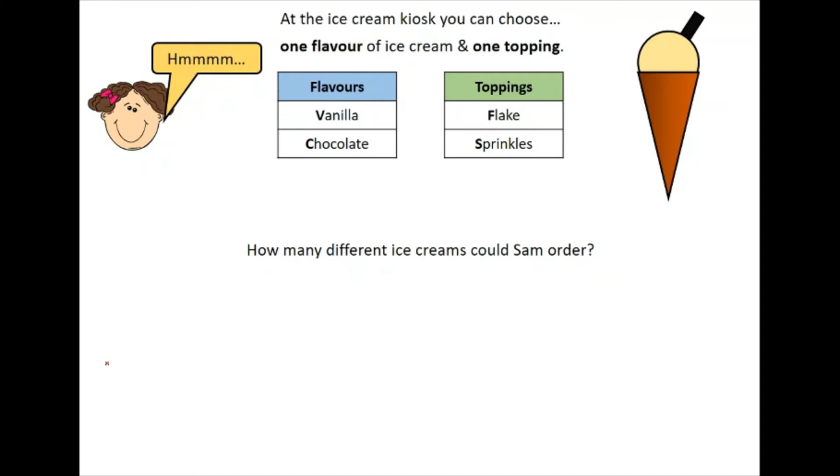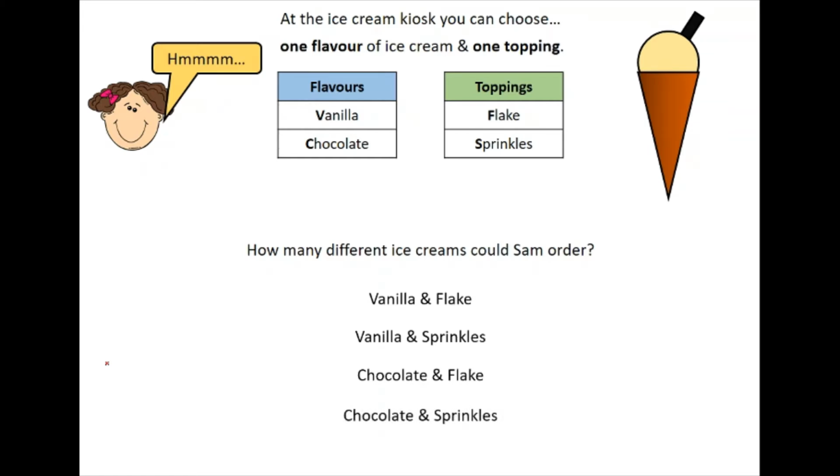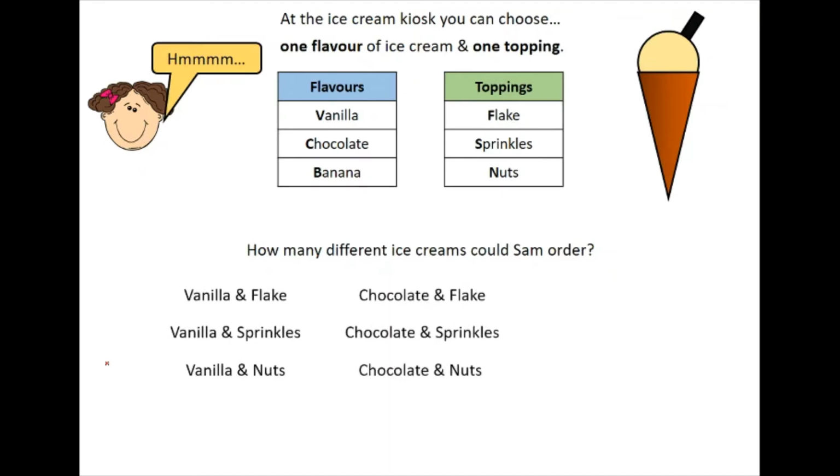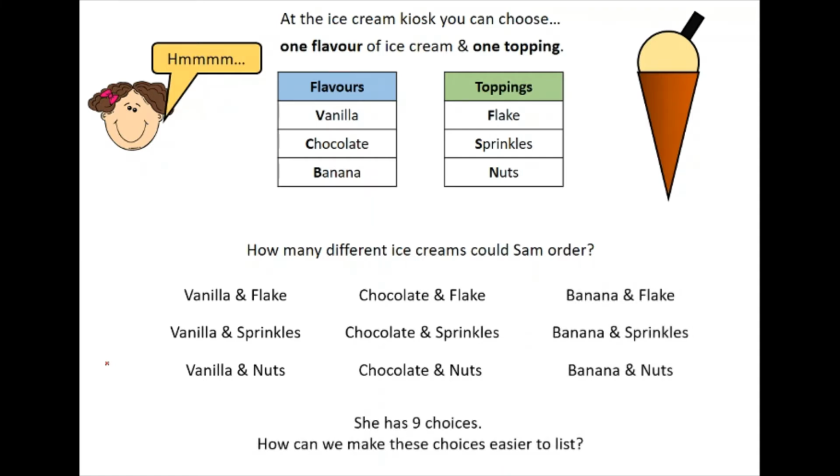Well, simple listing, you could order a vanilla with flake, a vanilla with sprinkles, a chocolate ice cream with flake, and a chocolate with sprinkles. So 4 different options. Here, more options for flavours and toppings. So now there are 9 different choices.